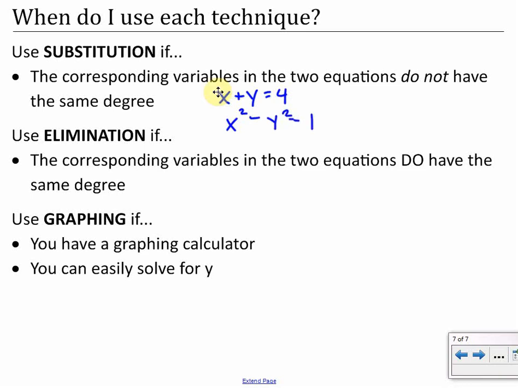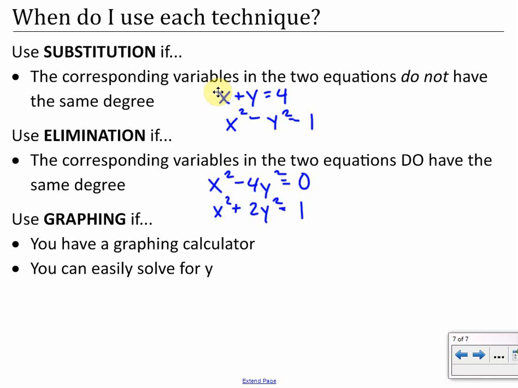There's nothing that you can do to the first or second equation that you're going to be able to cancel out a variable, so that tells you to use substitution. We use elimination if the corresponding variables in the equations do have the same degree. So if you had x squared minus 4y squared equals 0 and x squared plus 2y squared equals 1, I can use elimination here because both the x and the y values have the same degree. And then you can use graphing.